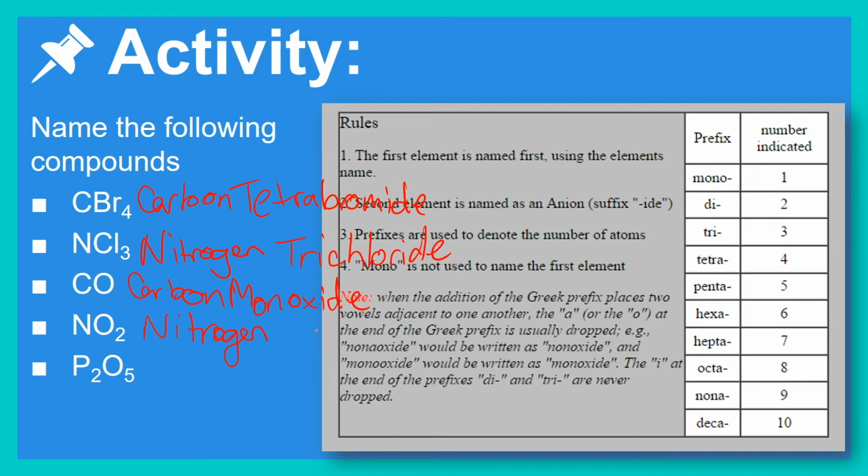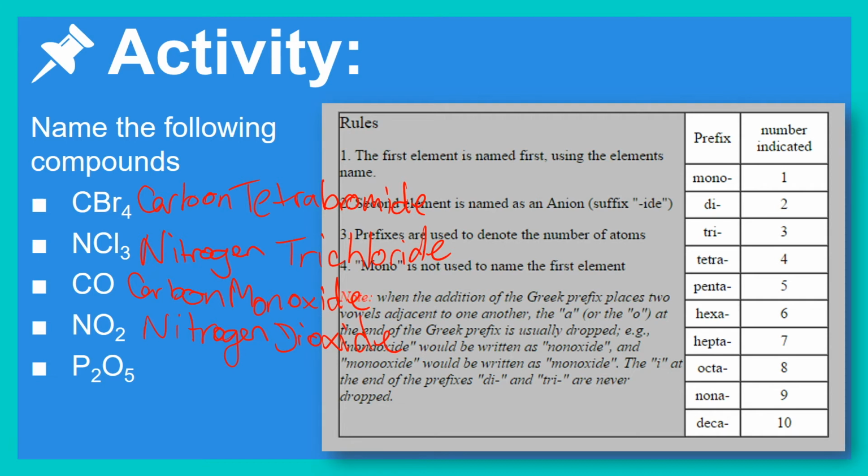Okay, and O2, it's oxygen. Oxygen becomes oxide, and we've got 2 of them, so it is dioxide. Okay, so we have nitrogen dioxide. All right. Alrighty, our last one is a little bit trickier.